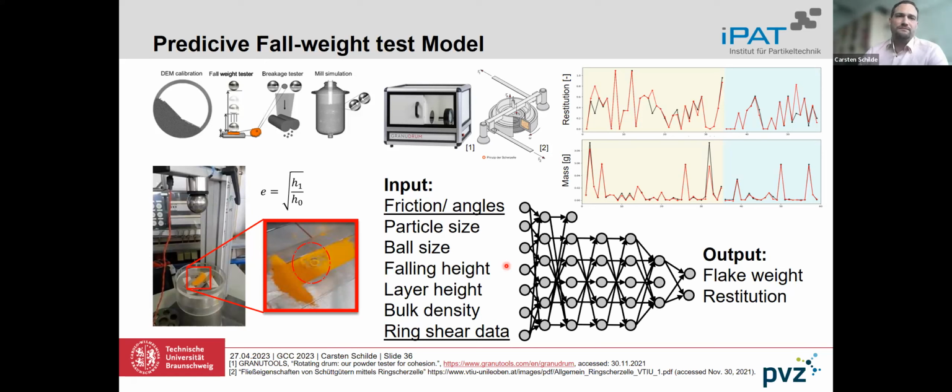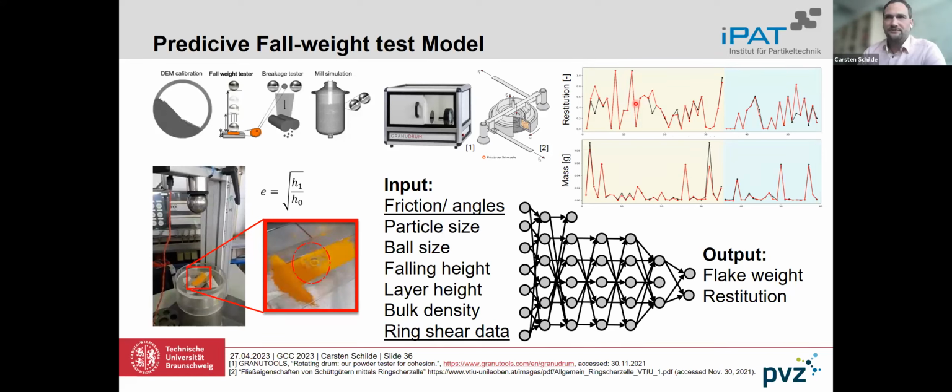And if you put this information also into the training of an artificial neural network, predicting, for example, the flake weight and the resulting restitution coefficient, you come to quite good results, which are given here in the top right, where you have different process parameters. Here, on the x-axis are the different experiments, the number of different experiments, and on the y-axis, how the predicted values and the measured values match each other.